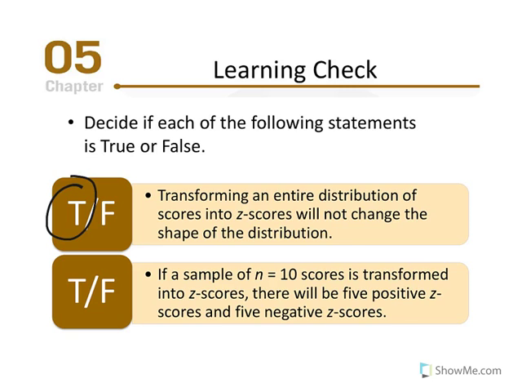The next one, true or false: if a sample of 10 scores is transformed into z-scores, there will be 5 positive z-scores and 5 negative z-scores. And this, in general, is false. It could be possible, but we wouldn't expect an even distribution of scores above and below the mean. The number of scores above and below the mean will be exactly the same in relation to the original distribution. So we may have 8 scores above the mean and 2 scores below. Again, it's dependent on what the original distribution looks like. So we should not expect an even distribution of z-scores above and below the mean of a population or sample distribution of z-scores.